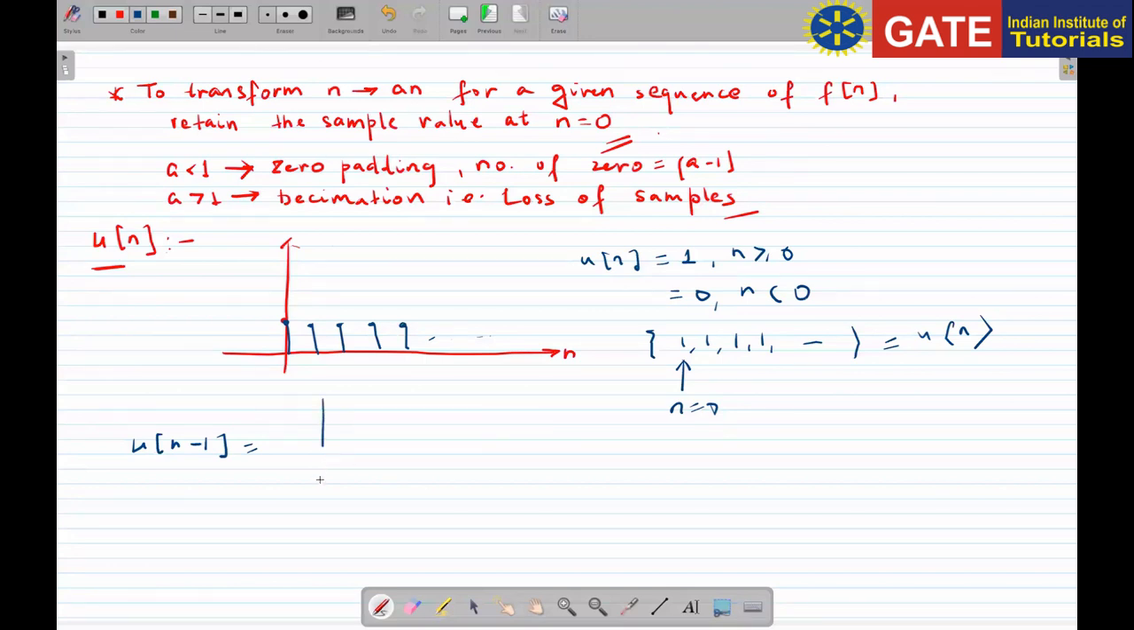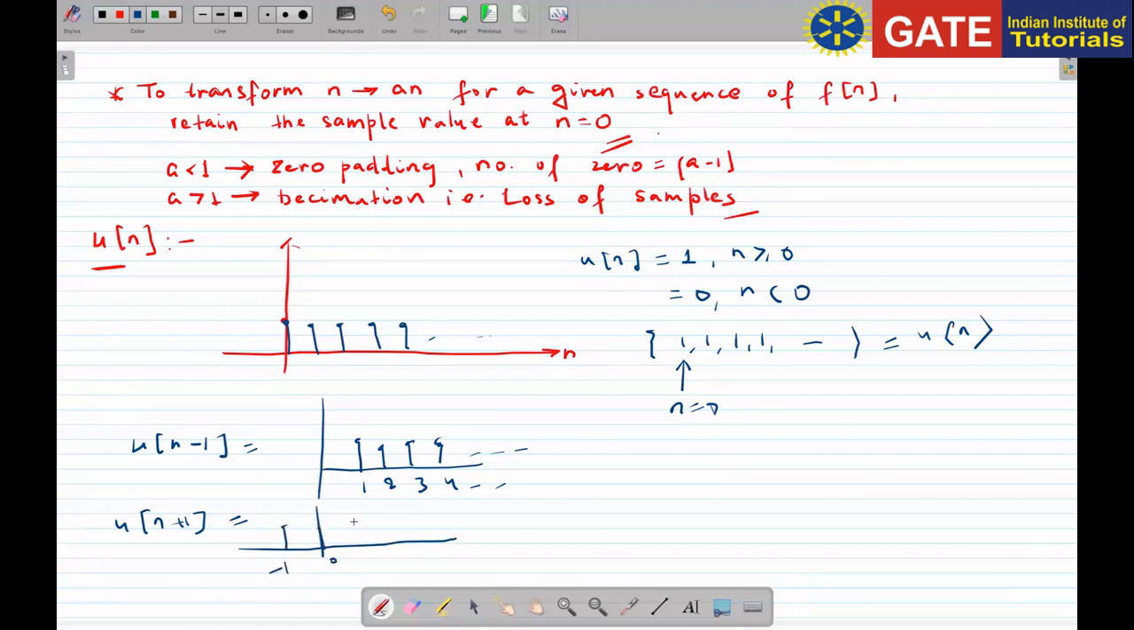Now, if I write u of n minus 1, it will be a shifted version starting from n equals 1, right? The sample values are 1, 2, and 3. For this, you know all already. And similarly u of n plus 1, right? Why have I dragged you on the same topic? Because we have some observation here. I'll write u of n plus 1 first. So u of n plus 1 will start from minus 1, right? Minus 1, 0, 1, 2 and 3.